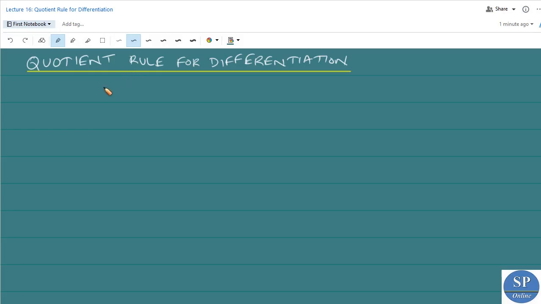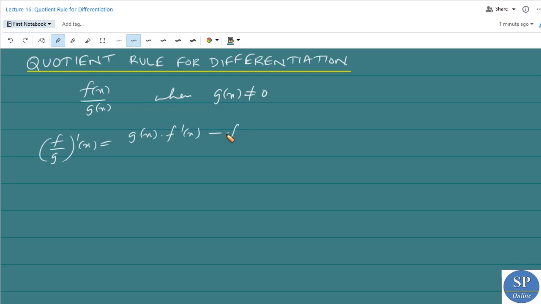In this lecture, we will discuss the quotient rule for differentiation. To differentiate a quotient f of x divided by g of x, where g of x is not equal to 0, we have the formula: (f/g)' at the point x is equal to g of x into f dash of x minus f of x into g dash of x, divided by g of x whole square.